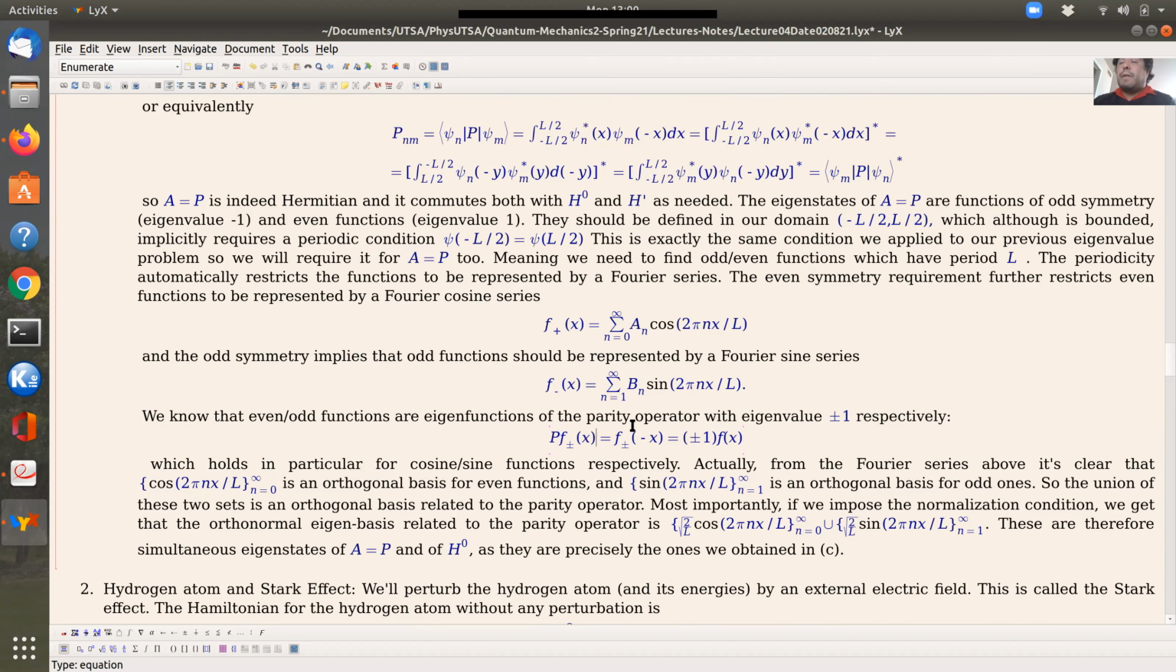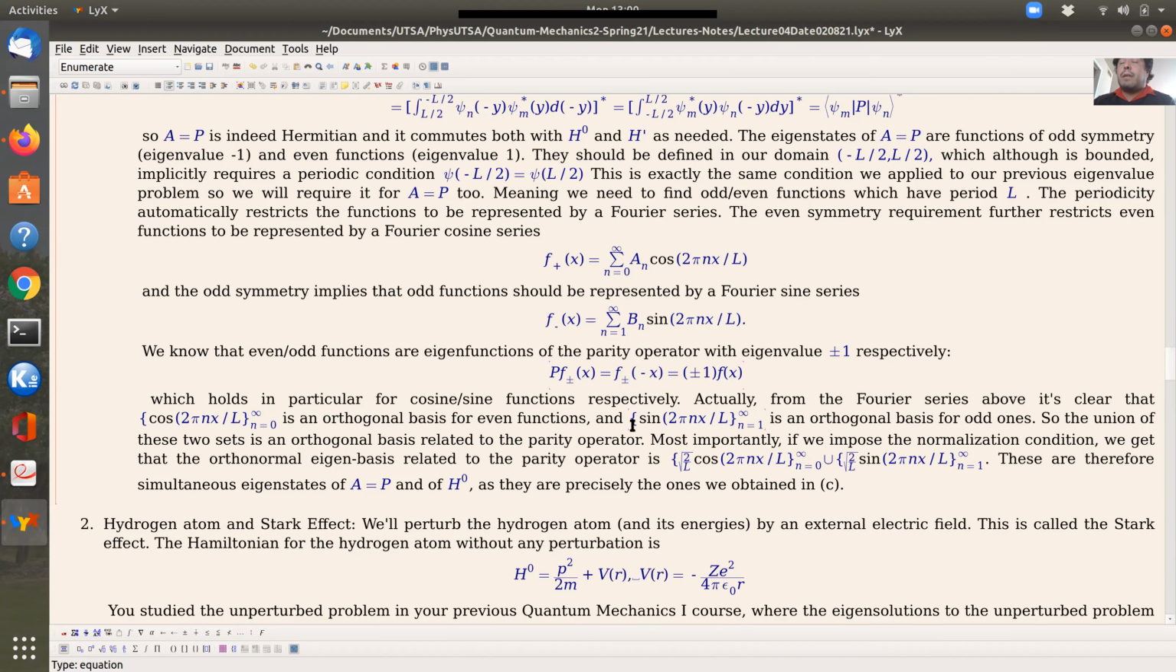Cosine is an even function and sine is an odd function. So they also have this property, and that's why we're using them as the basis. And actually, from the Fourier series above, it's clear that the cosines, where n is allowed to be zero, because then you would have a constant function, form an orthogonal basis for even functions. I'm saying orthogonal because they are not normalized yet.